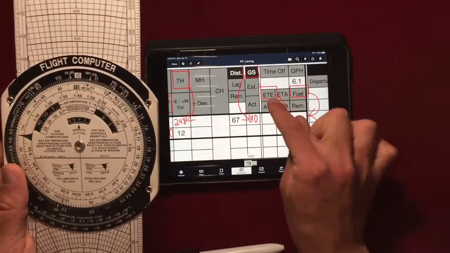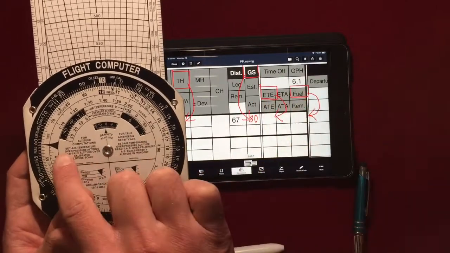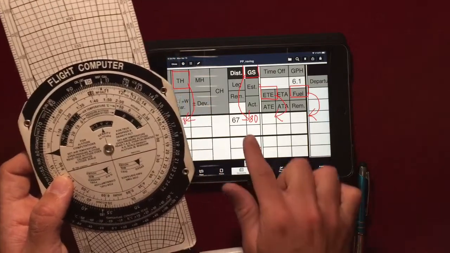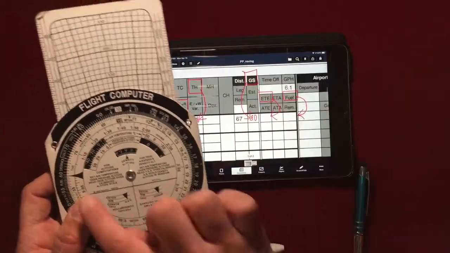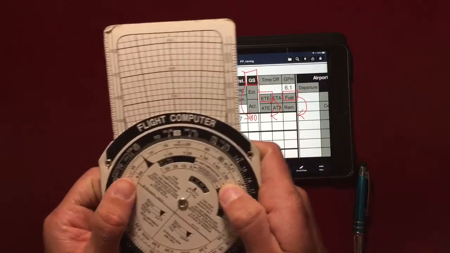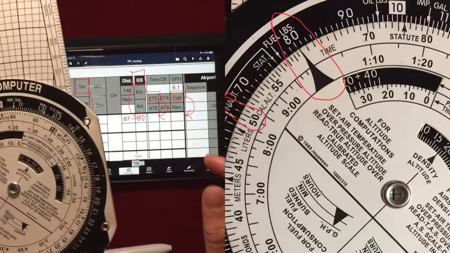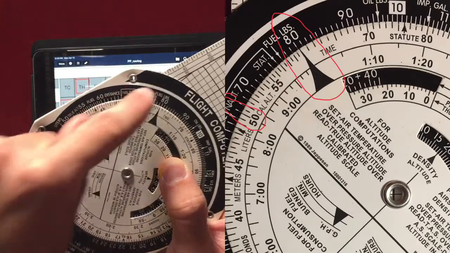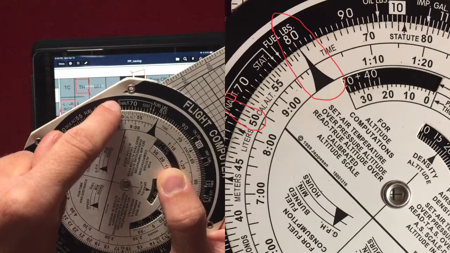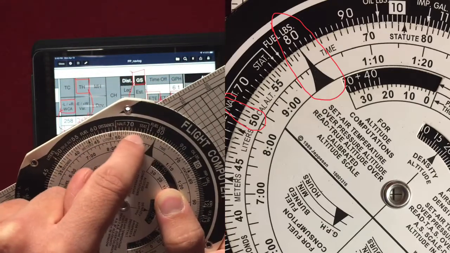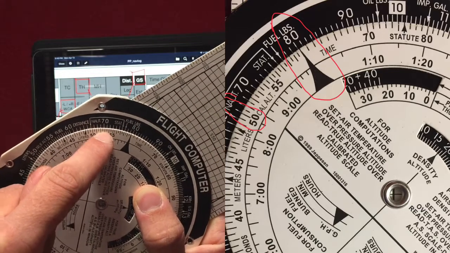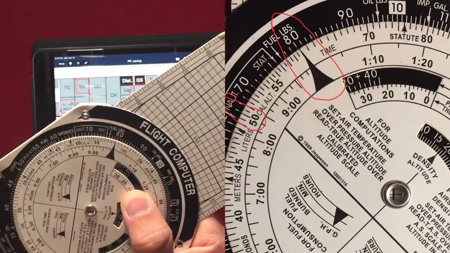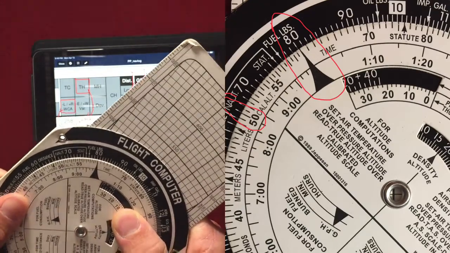So, the way to get our estimated time en route is we take our rate index, the big triangle, and we put it on our ground speed. Our ground speed is 80. So take ground speed, put it to 80. They're lined up. Then what we do is we look at our instructions here. This outer rim, the A, is our distance. This middle one, or the first ring on the spinning part, is our minutes. And the inner ring on the spinner is our hours. So what we do is we have it lined up with our 80.